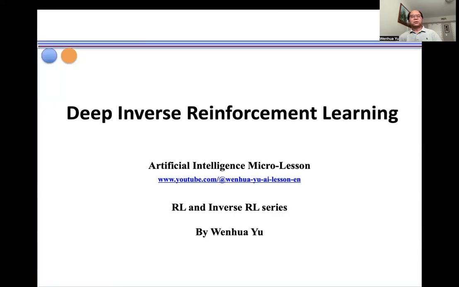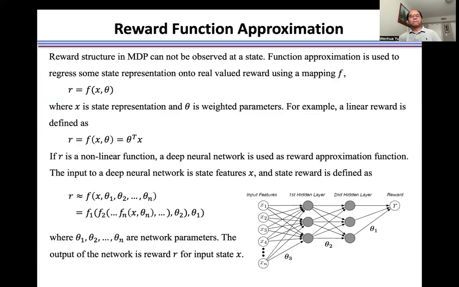In this video, I introduce deep inverse reinforcement learning. Inverse reinforcement learning is used to find the reward function hidden in the expert demonstrations, because the reward structure in the Markov decision process is not observed.